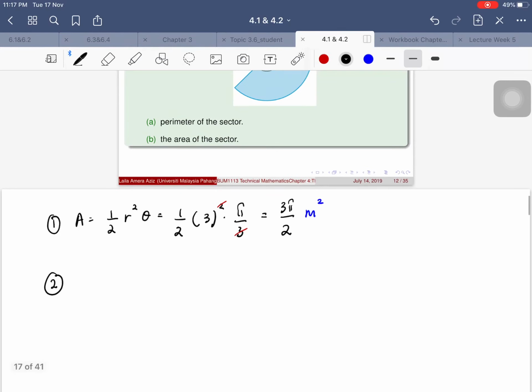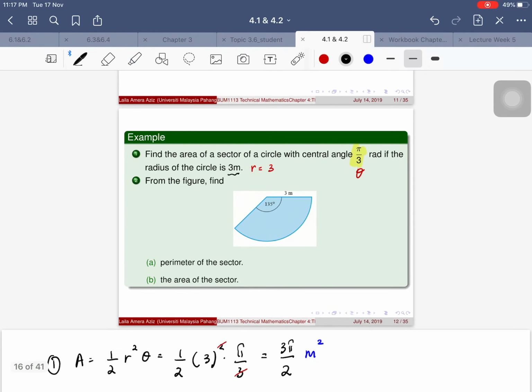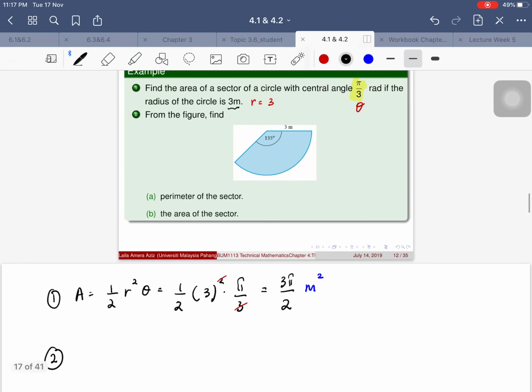Okay, number 2. So it says over here from the figure, where we're given a figure. So what information do we have from the figure? The first information is that the radius is going to be given by 3 meters, and the theta value is going to equal 135 degrees. So those are our two pieces of information. So first we're going to find the perimeter of the sector. What is the perimeter? It's going to be the length of the whole.